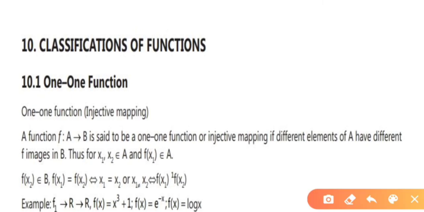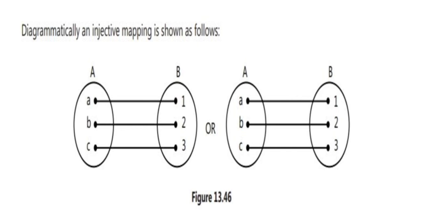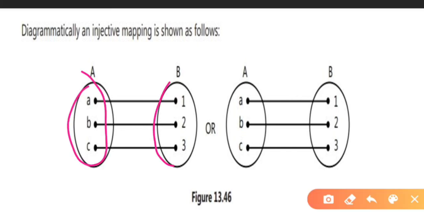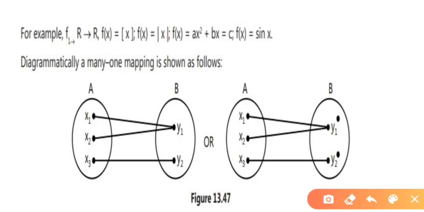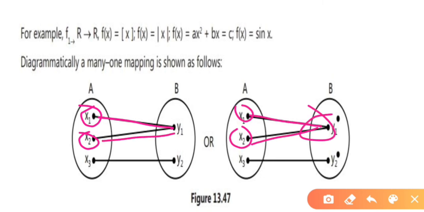One-one function or injective mapping, different elements of A have different images in B. Different elements of set A have different images in B. हर एक का अलग अलग डिफरेंट इमेज होना चाहिए in one-one function, whereas in many-one function two or more elements of set A have same image. Then we can say it is many-one function.